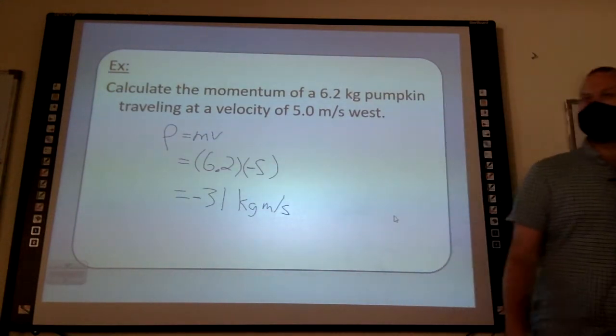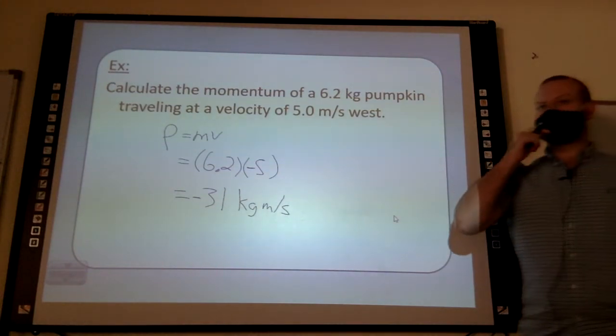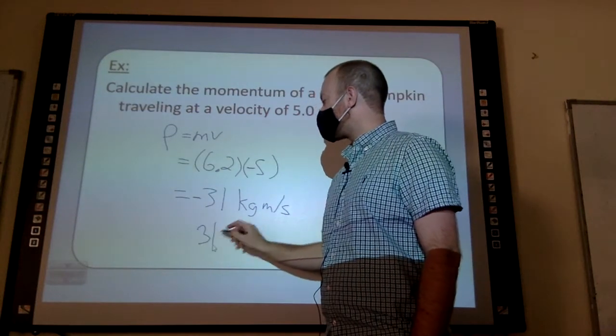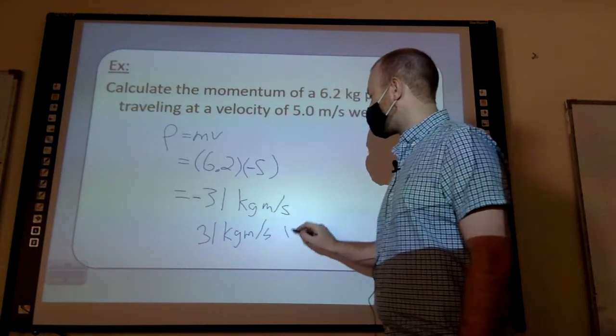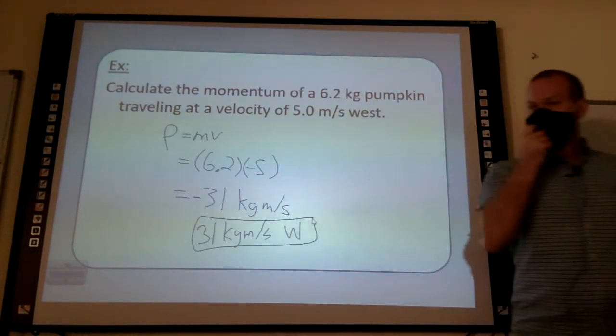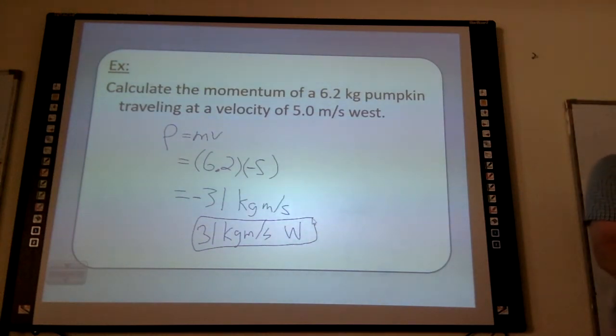Well, this I would not count as fully correct. To get this fully correct, I would expect you to get 31 kilogram meters per second west. You can just put W. So the negative indicates a direction, but negative could mean south, negative could mean west, negative could mean down, negative could mean to the left.